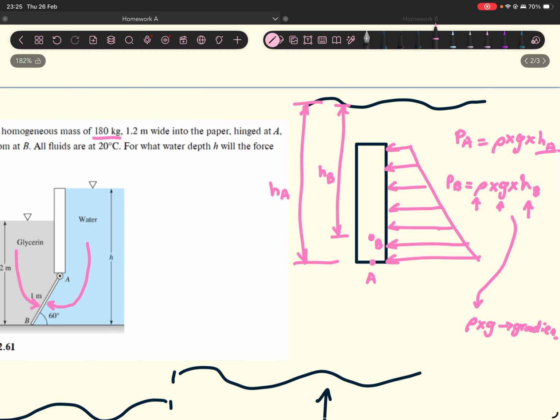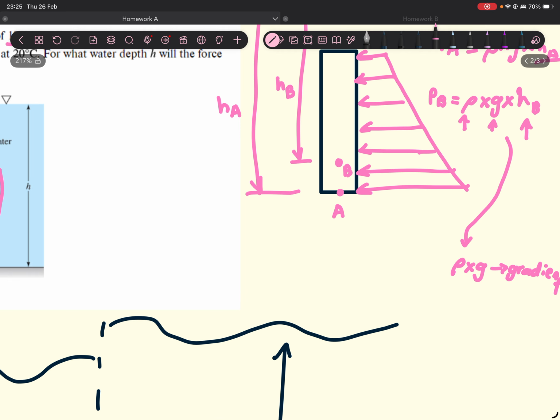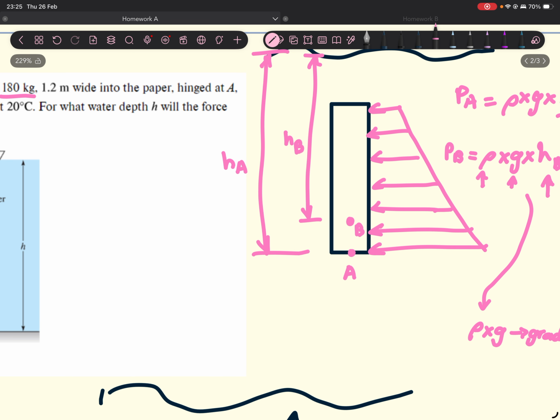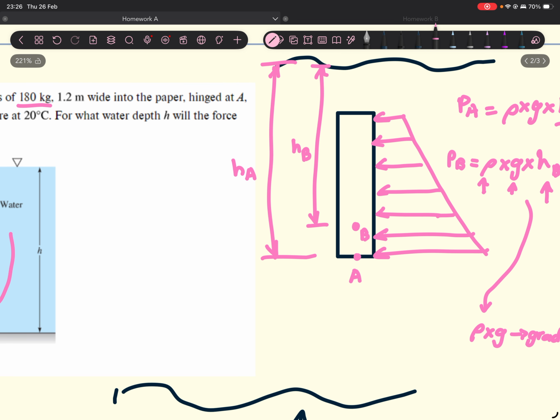So you can think of it, your rho times g is your gradient, and then your h is basically the variable that you're varying with, right? And you can see, although this is not the straightest line, you get a straight line that increases as your h increases. So each of these pressure vectors will get longer as your height increases, right? Yeah, I hope that kind of makes sense.